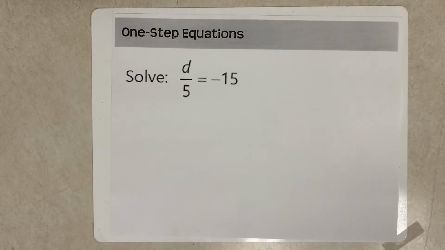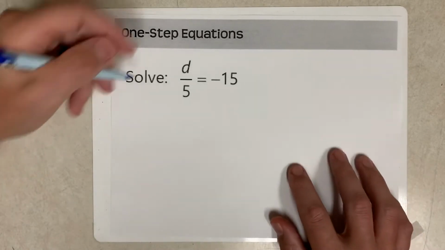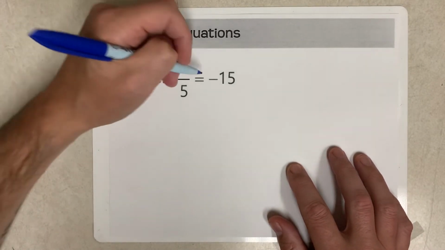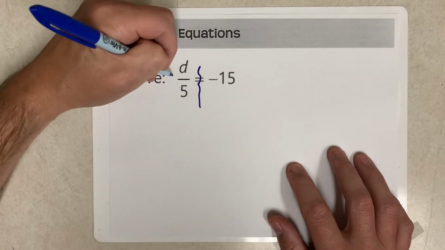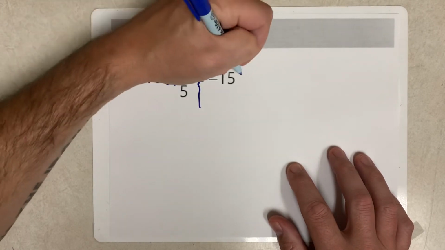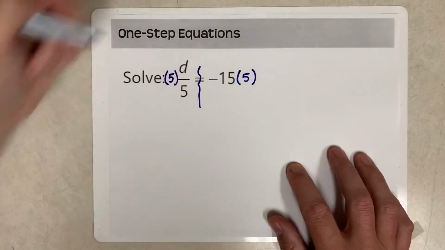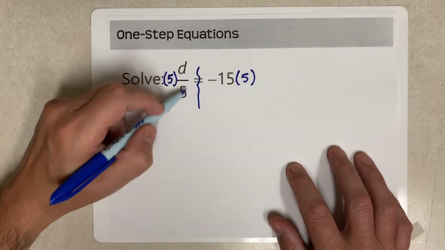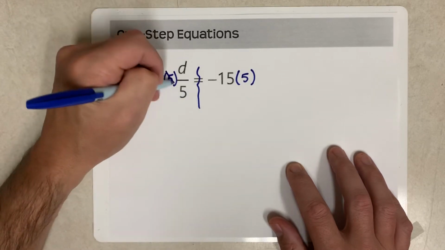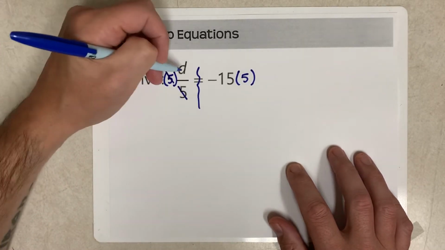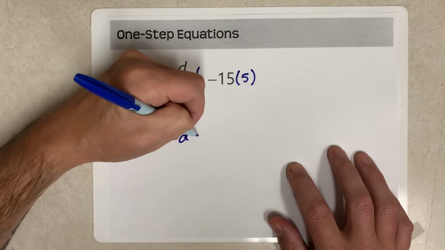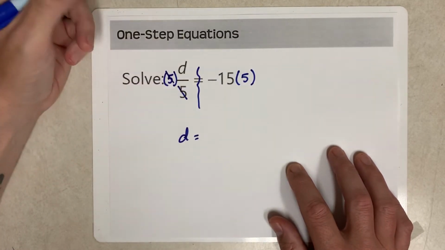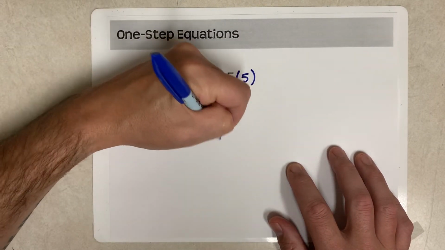Okay, here's our next one. We're going to do the same exact thing. We're going to take that 5 right there. Here's our river. And we're going to multiply both sides by that same exact number to get rid of it, just like that. 5, and that's really a 1/5 is really what that is. And so these are going to be multiplicative inverses. They cancel. The d comes down, equals 15 times 5 is 75, negative 75.